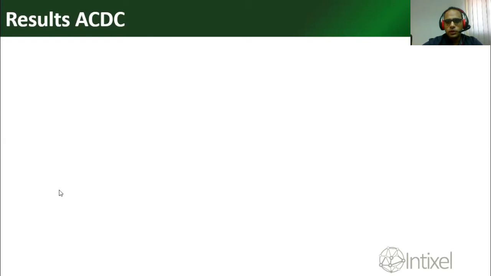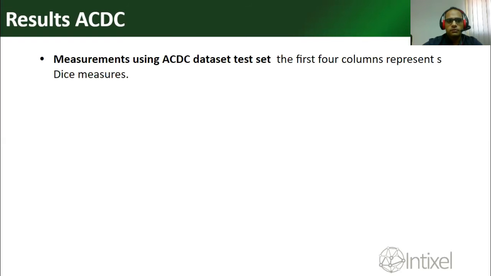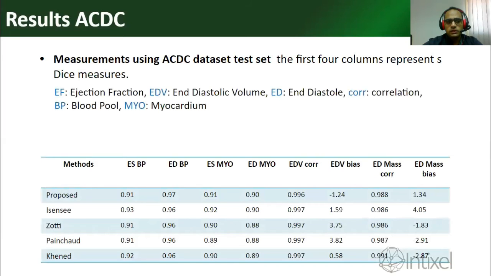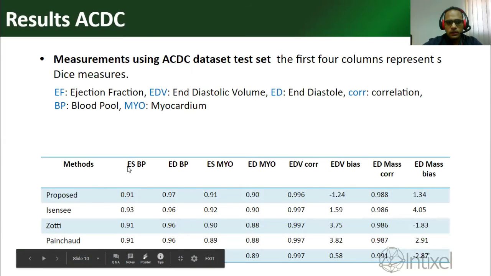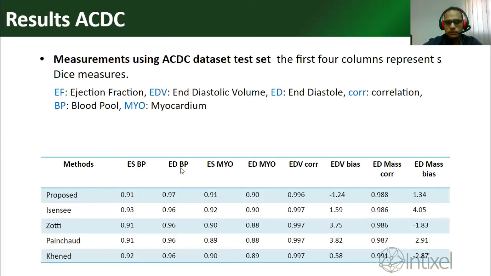For ACDC, here we do not only present the DICE scores, but also we present some clinical measures provided by the challenge platform. Some of the measurements are ES in systole blood pool DICE, in diastole blood pool DICE, in systole myocardium DICE, in diastole myocardium DICE, in diastole volume correlation, volume bias, and ED mass correlation and ED mass bias.